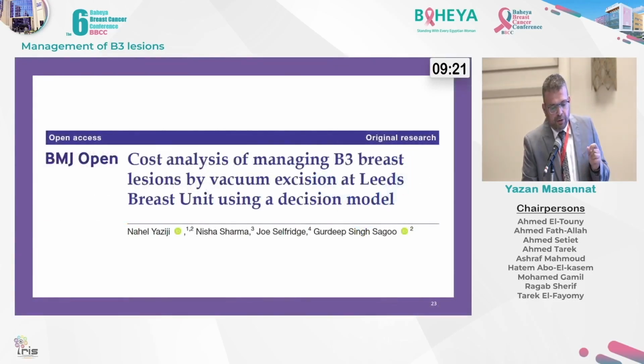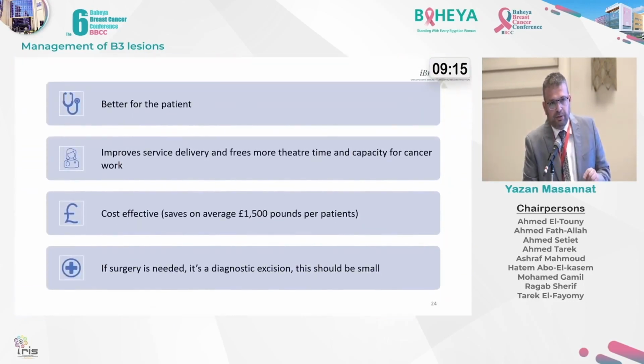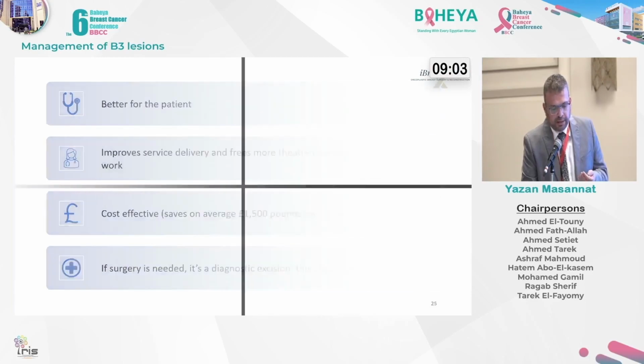And if you look at the cost analysis, but that's on a UK-based work, it does save money. It's better for the patient. You're not putting them under GA. It's a smaller area you're excising from the breast with the large volume excision. It's cost effective. And for us surgeons, we're not taking patients to theater just to know what they are. We're only operating on cancers.